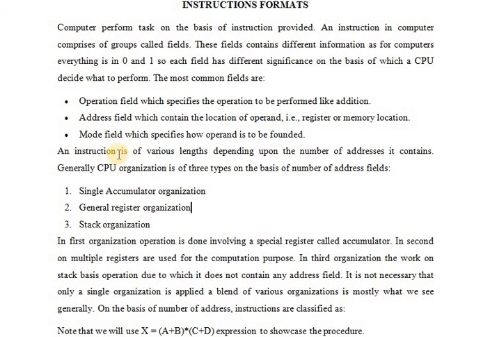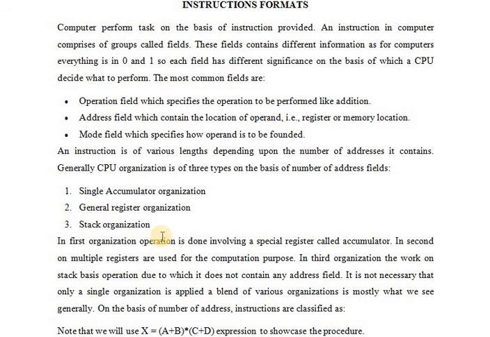Now we will see the instruction. An instruction is of various lengths depending upon the number of addresses it contains. So the instruction length depends upon the number of addresses it contains. Generally CPU organization is of three types on the basis of the number of address fields. First we will see single accumulator organization, then general register organization, then stack organization.